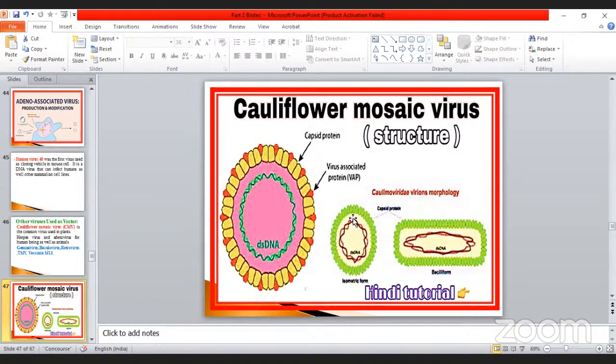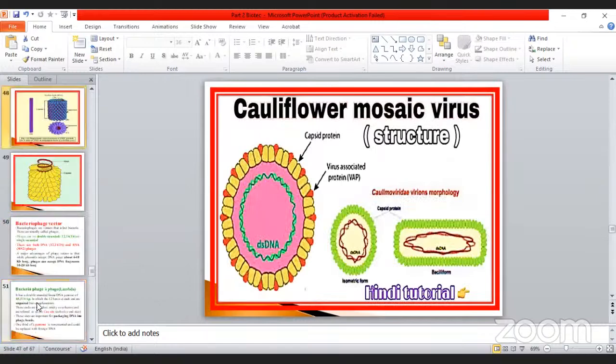Isometric form means it's round. Bacilloform means the structure looks like a bacillus, a bacterium. Okay, these are the two types. This is also used as a vector.